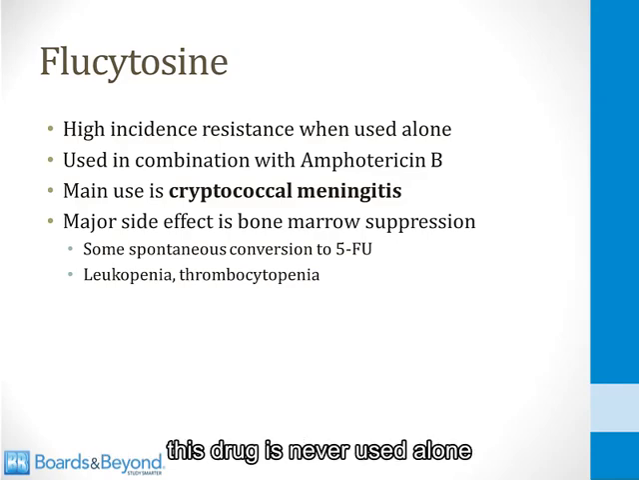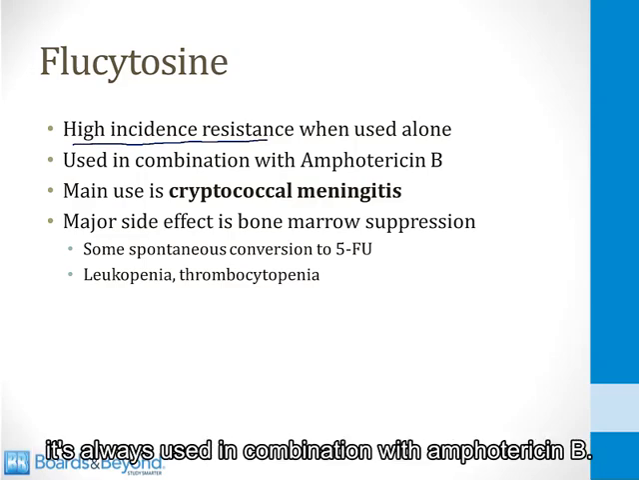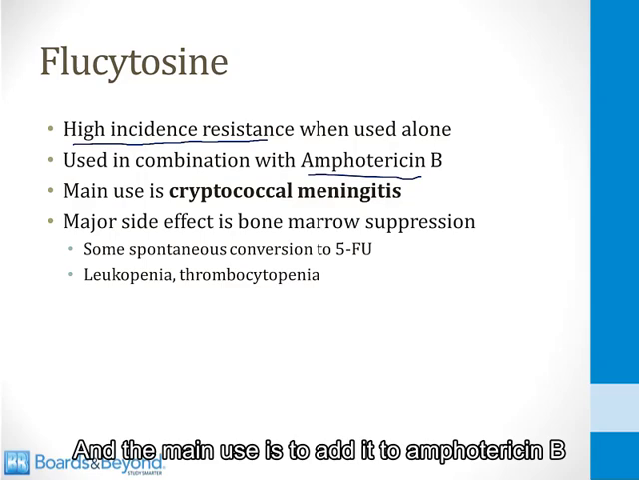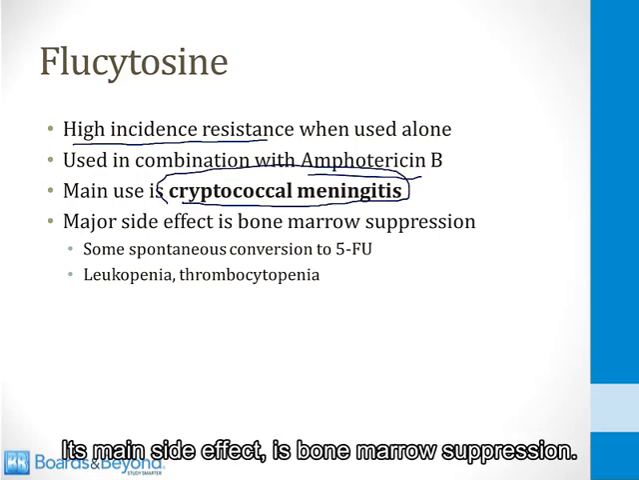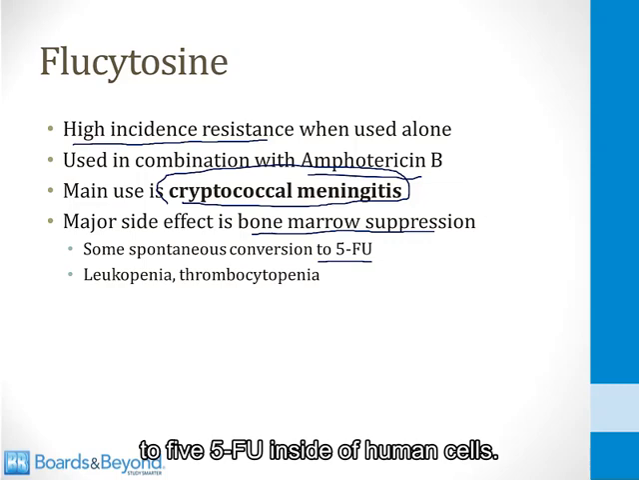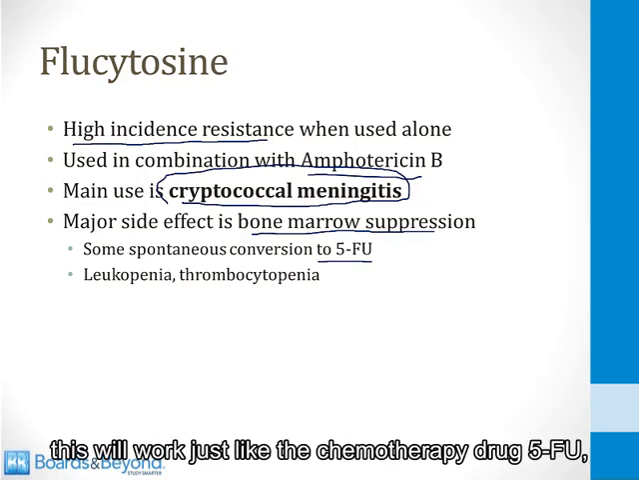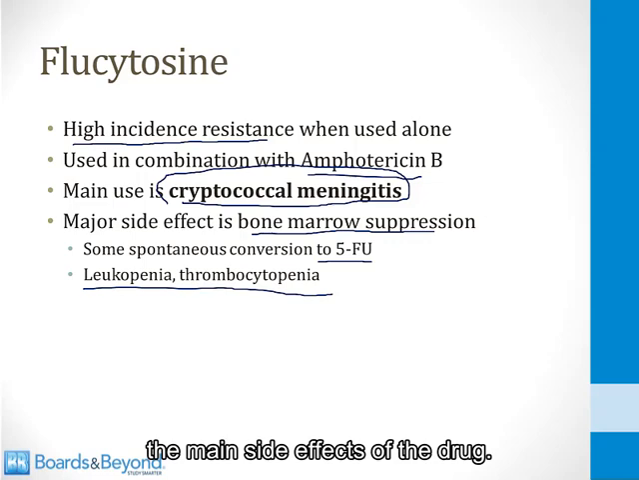As I said before, this drug is never used alone because there's a high incidence of resistance when it is. It's always used in combination with amphotericin B, and the main use is to add it to amphotericin B for the treatment of cryptococcal meningitis. Its main side effect is bone marrow suppression, and that's because there is some spontaneous conversion to 5-FU inside of human cells, and once that happens, this will work just like the chemotherapy drug 5-FU, and this can lead to leukopenia and thrombocytopenia, the main side effects of the drug.